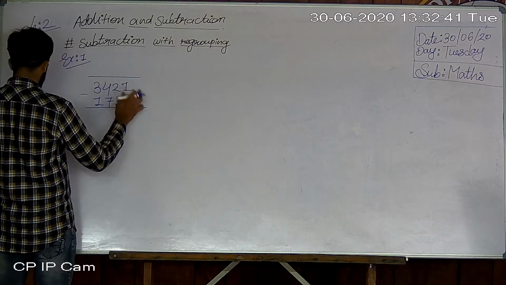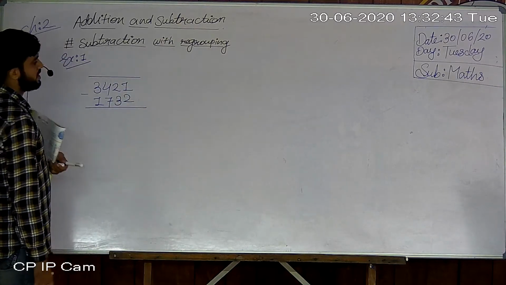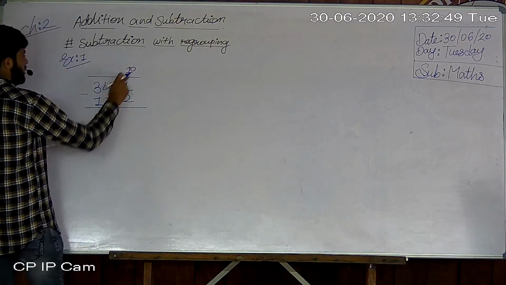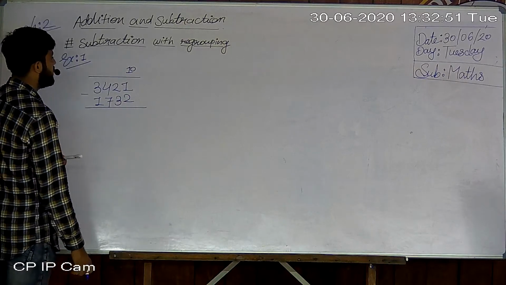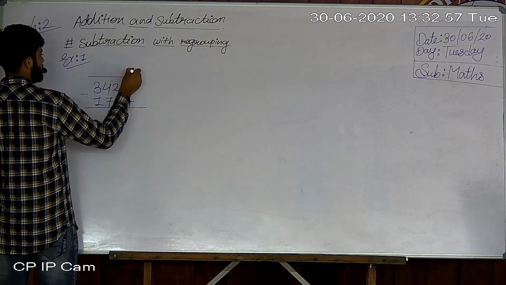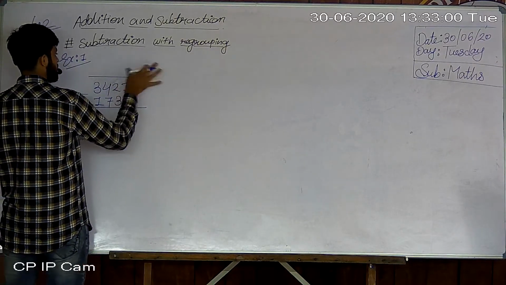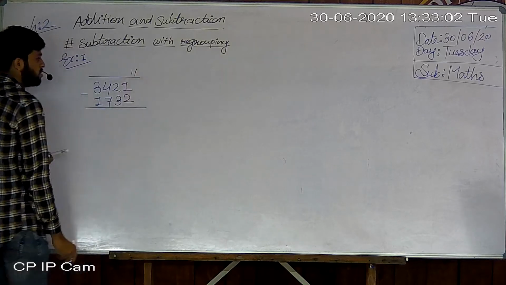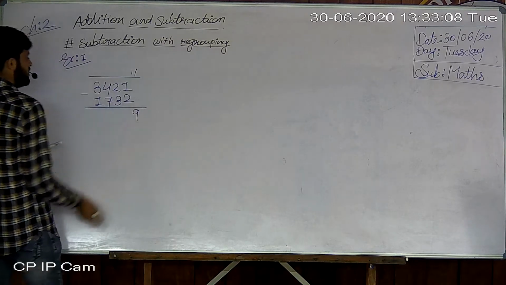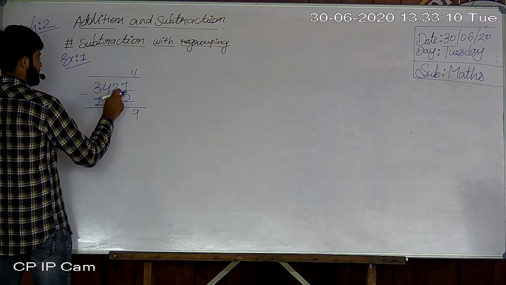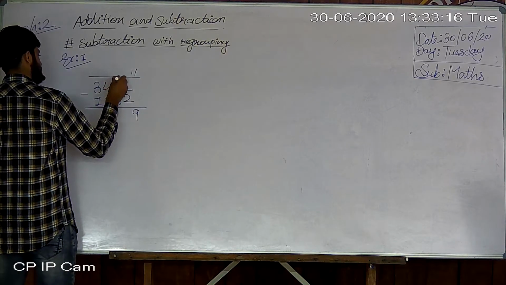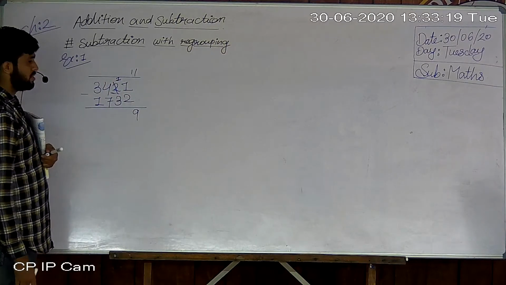1 minus 2, is it possible? No, so we borrow 10. 10 plus 1 makes 11. 11 minus 2, so how many? 9. And further, this digit we cut. 2 is cut and then we put a 1. But 1 minus 3 is not possible.